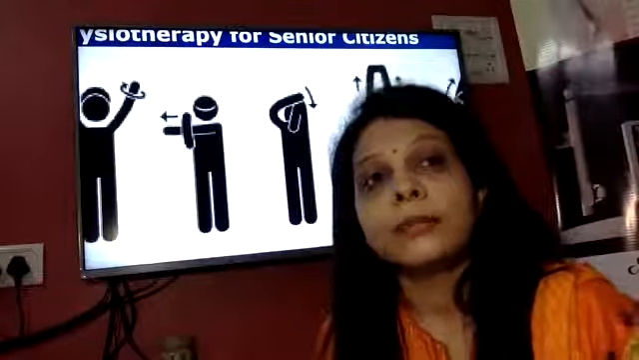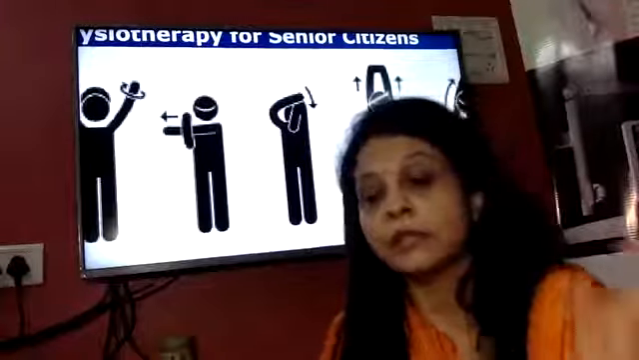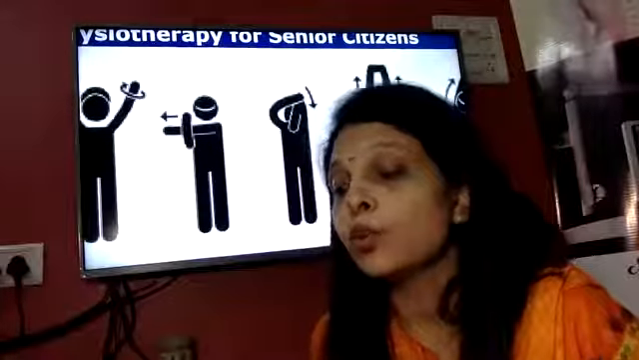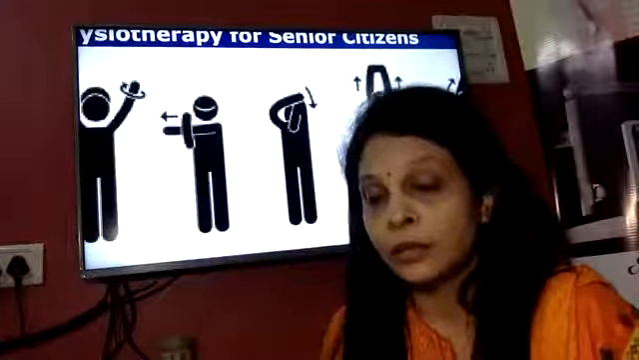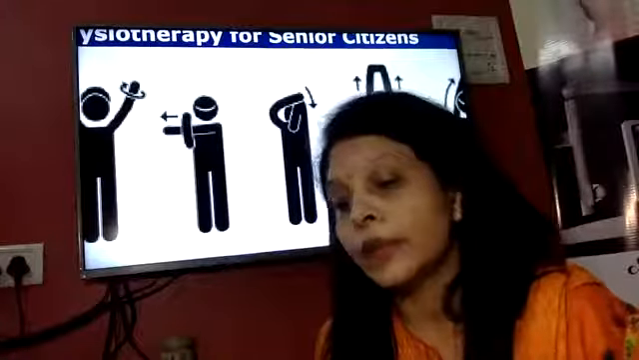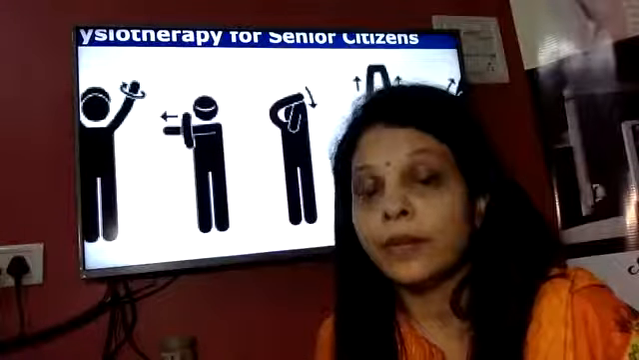Please avoid sleeping on your affected side. Always sleep on your normal side, because on the affected side pressure may come and pain may get aggravated. Then use a pillow to support your shoulder joint and arm. Always use a pillow. Then avoid heavy weight lifting by your affected shoulder, because it may aggravate the pain.